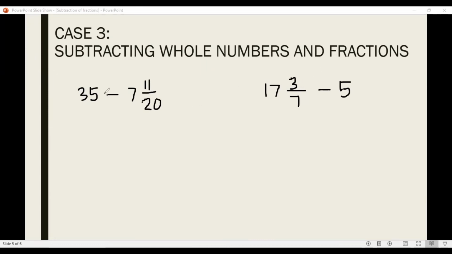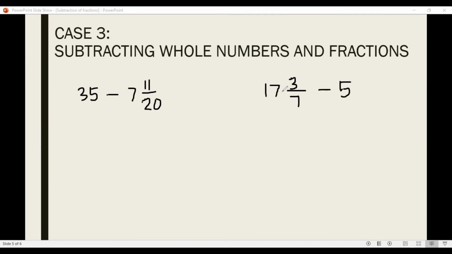So the first one is a mixed number subtracted from a whole number, while in the second one, we have a whole number subtracted from a mixed number. So do not be confused because these will be following different rules.